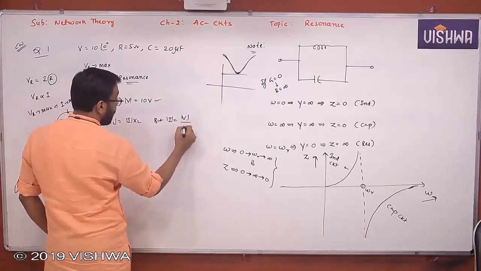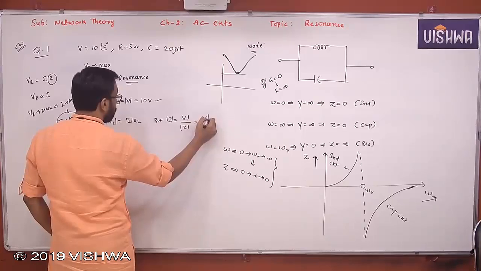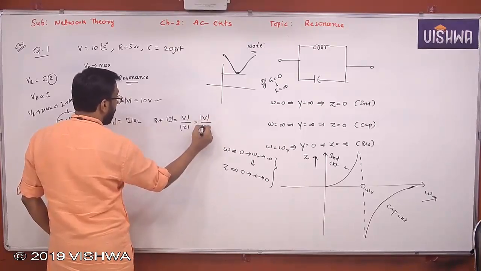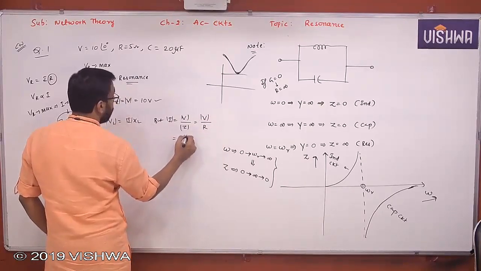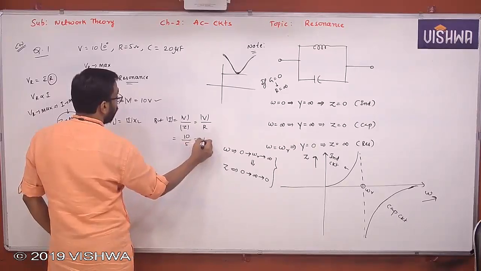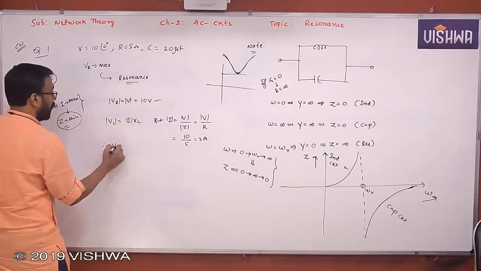V by what? Z. But not V by Z, it is V by R. Okay. What is V actually? 10. 10 by 5, simply 2 amperes. So therefore, VL becomes what?